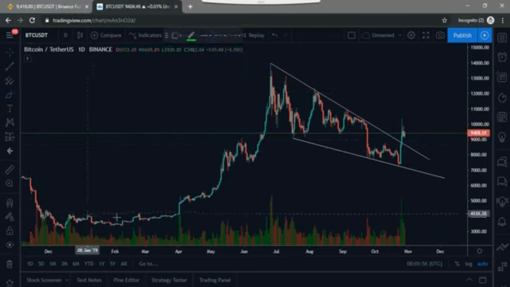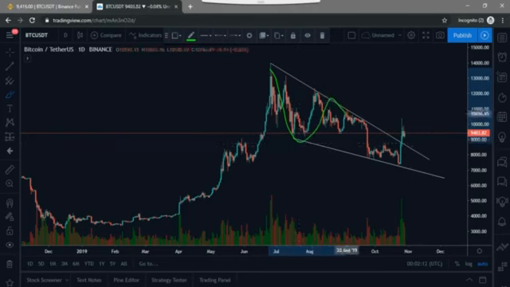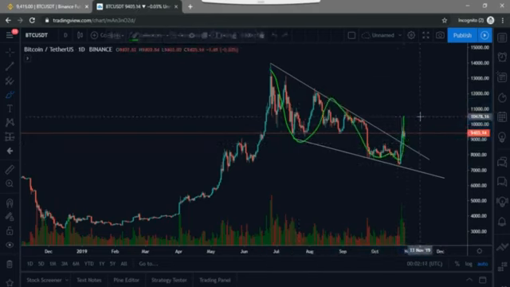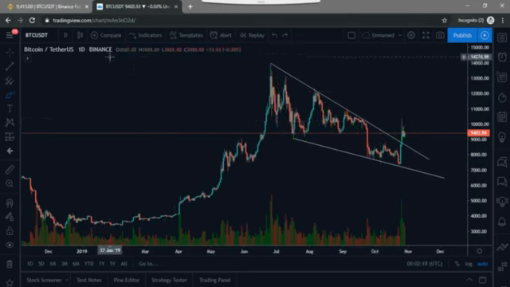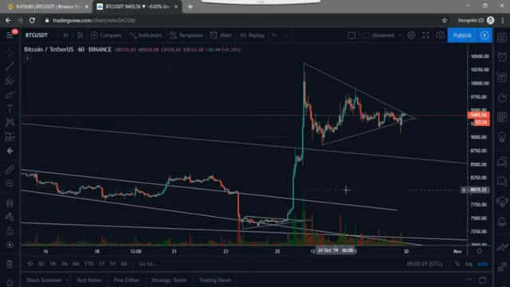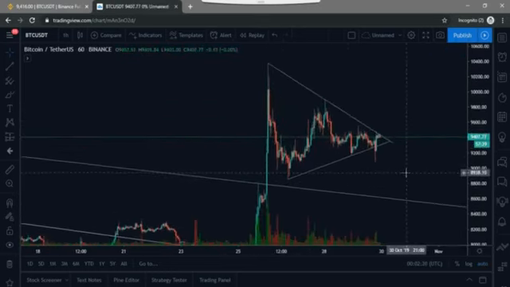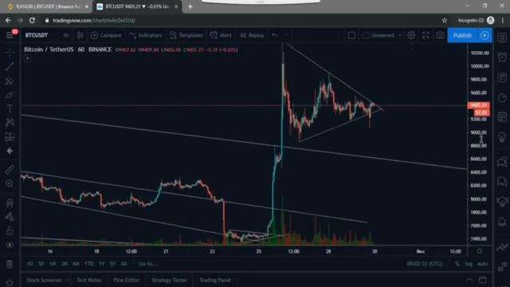So here we have the daily chart of Bitcoin, where we have this massive move to the upside and a pullback where it breaks out from this falling wedge. And right now it's consolidating. So let's see what the short-term chart is telling us. Let's go to the 1-hour chart. Here on the 1-hour chart, we can see that Bitcoin is forming a pattern, consolidating around this triangle, and is now around its apex.